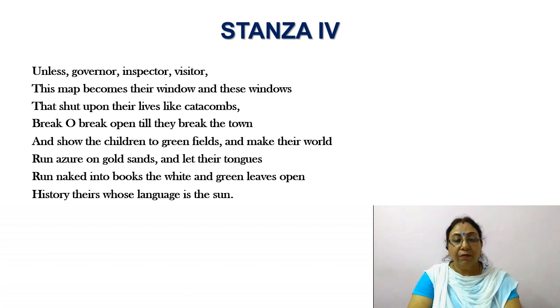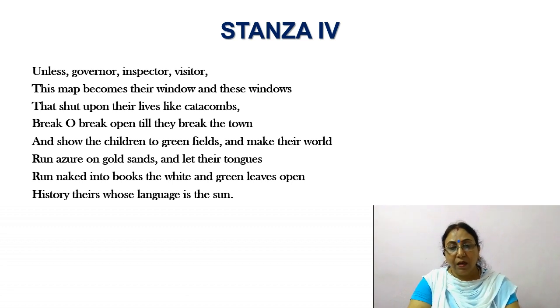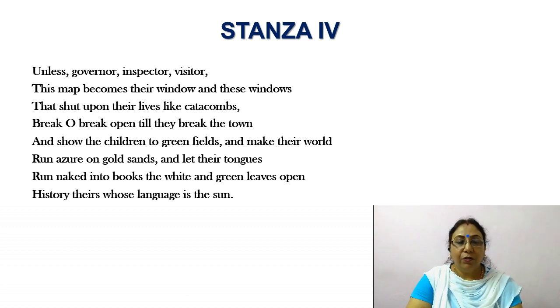History theirs, whose language is the sun. It is a very beautiful line written by Spender. In this last line of the poem, Spender says that people who are well educated, well read, and who lead a comfortable and joyful life, enjoying all the comforts and lavishness of life, can recreate their destiny. So he makes an appeal to the haves of the society that they can also give these children a chance to recreate their own destiny by leading a wonderful, comfortable life, by breaking the catacomb in which they are living.